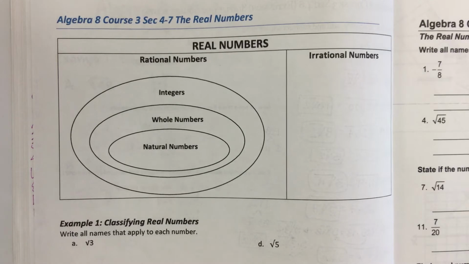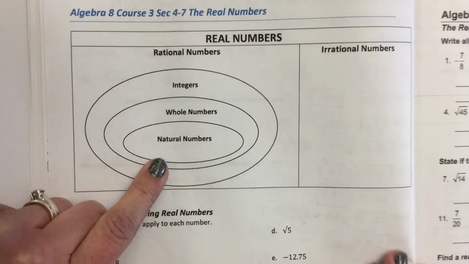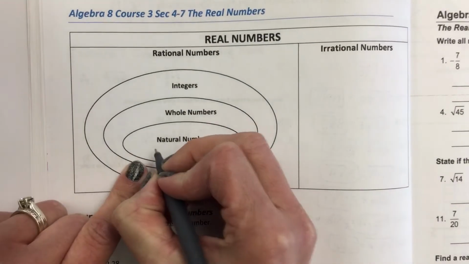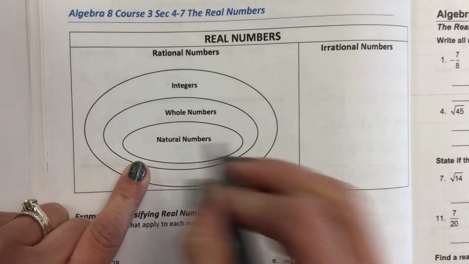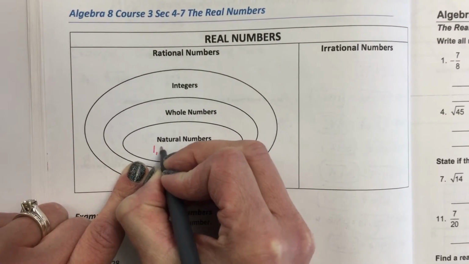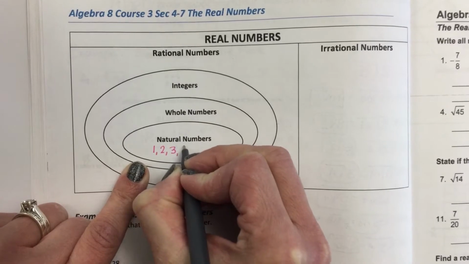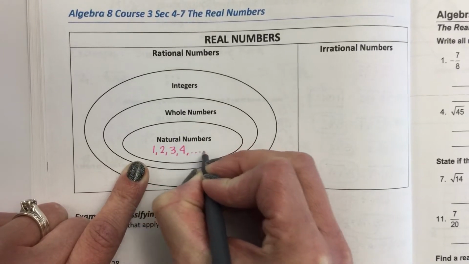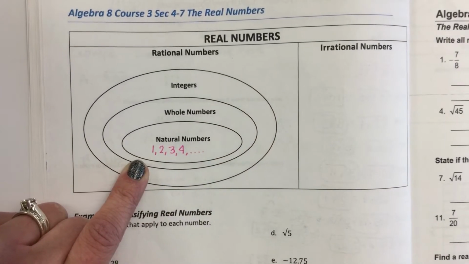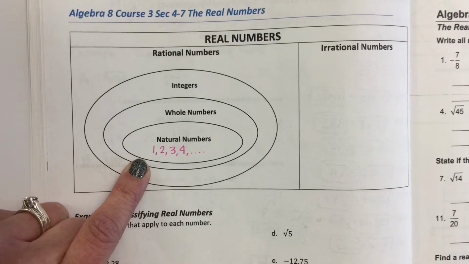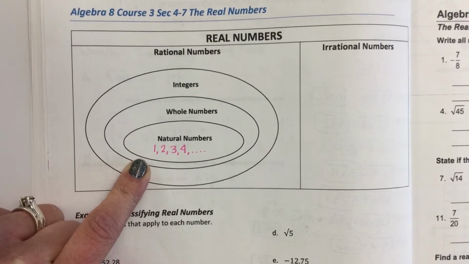So the most inside circle here are the natural numbers. These are numbers you would naturally count with. So if I were counting the desks in my room, I would say there's 1 desk, 2, 3, 4, and so on. And this goes on indefinitely. It does not include any negatives. It does not include 0. It does not include fractions or decimals.